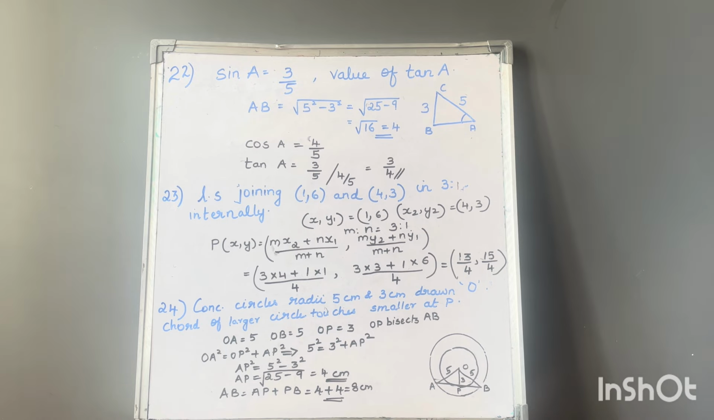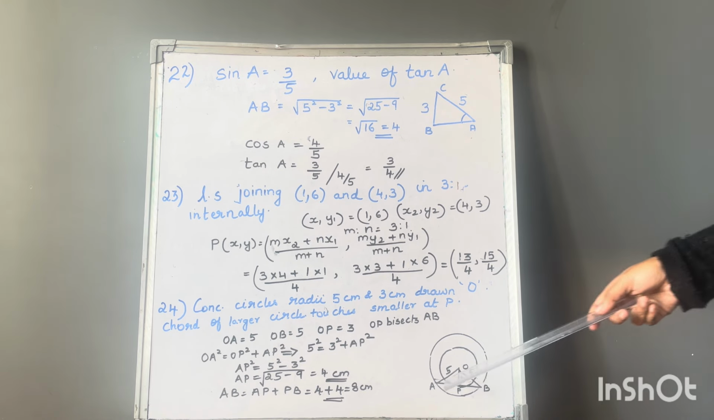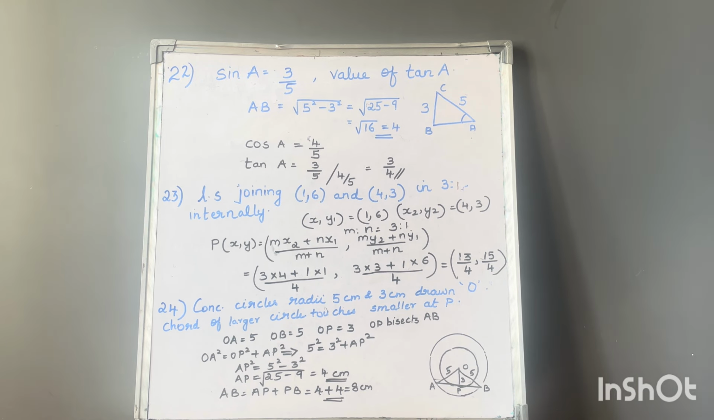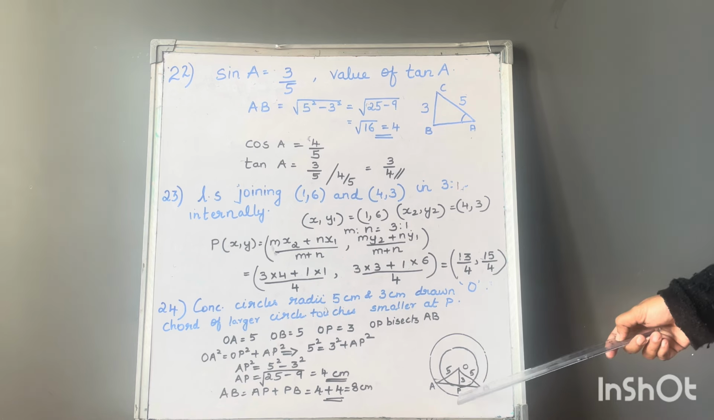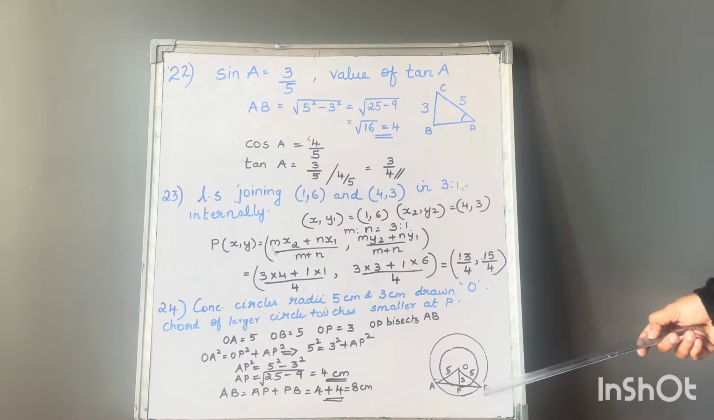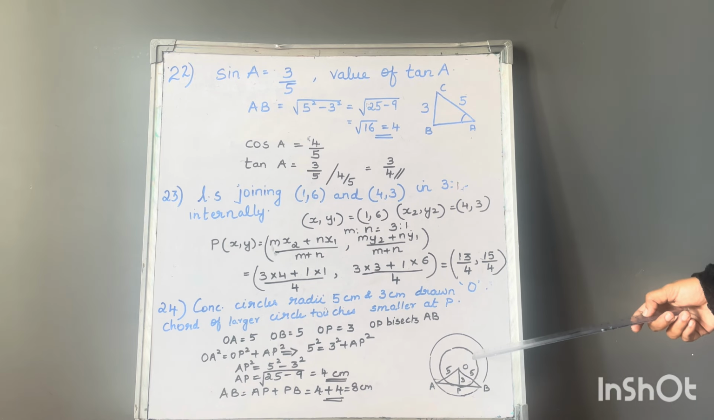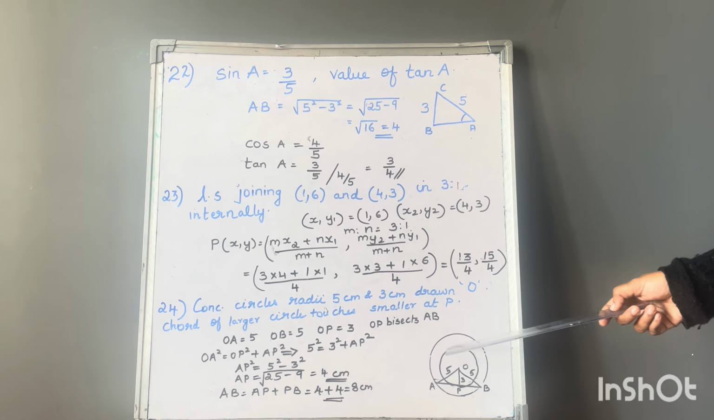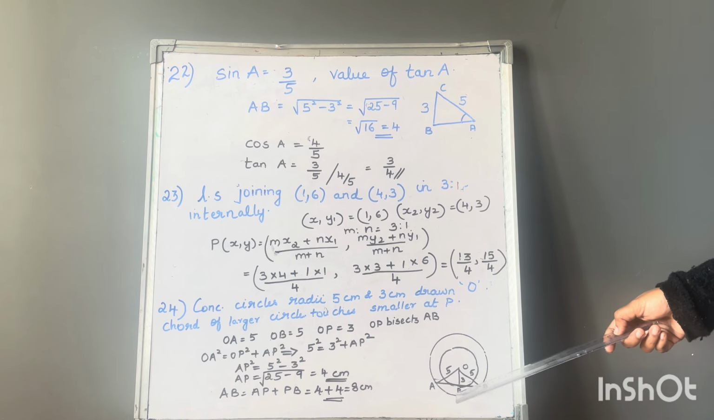24th question. Two concentric circles having radii 5 cm and 3 cm are drawn with center O. Find the length of the chord of the larger circle that touches the smaller circle at P. So these are two concentric circles, radii 5 and 3 respectively. AB chord touches the smaller circle at point P.